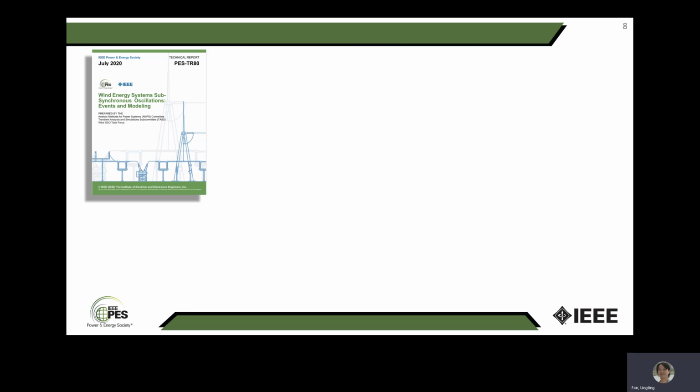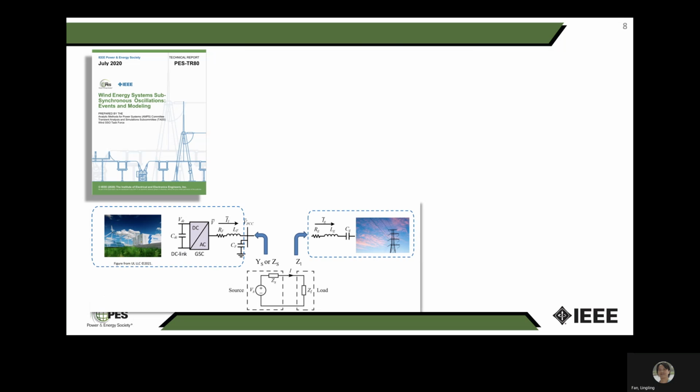Well, we can do stability analysis. One example I'd like to give is the Wind SSO Task Force's report called TR80 on events and modeling. One particular case is called SSR, subsynchronous resonance, because of the series compensation. And how the utility people or grid industry can conduct screening is by looking at the wind farm as a source and looking at the grid as a load.